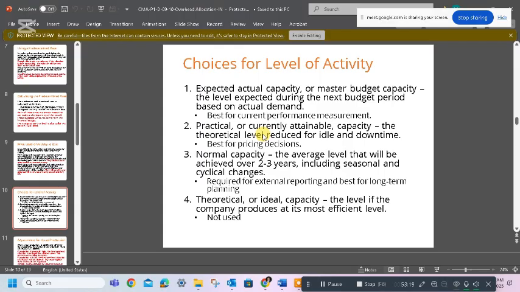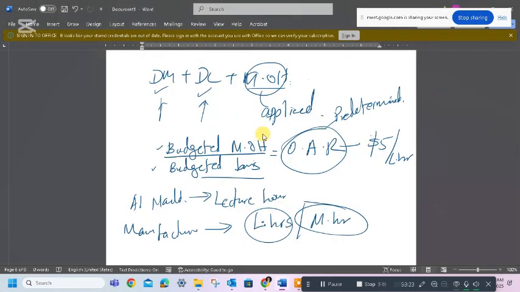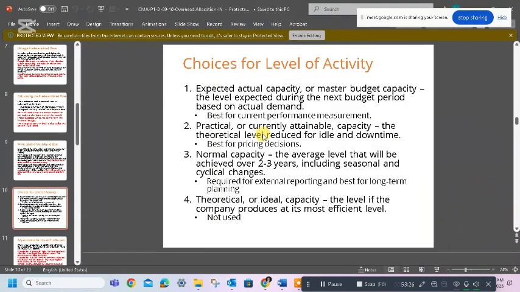Choices for level of activity. This denominator, what you are using here, the budgeted basis, there are 4 different ways. First one says expected actual capacity or master budget capacity. You can include the number of hours based on your budget. Check your budget, how many units you are going to manufacture, how many hours you are going to use, multiply, you will get the expected hours. Or second one, practical or currently attainable capacity. So it's kind of a theoretical.